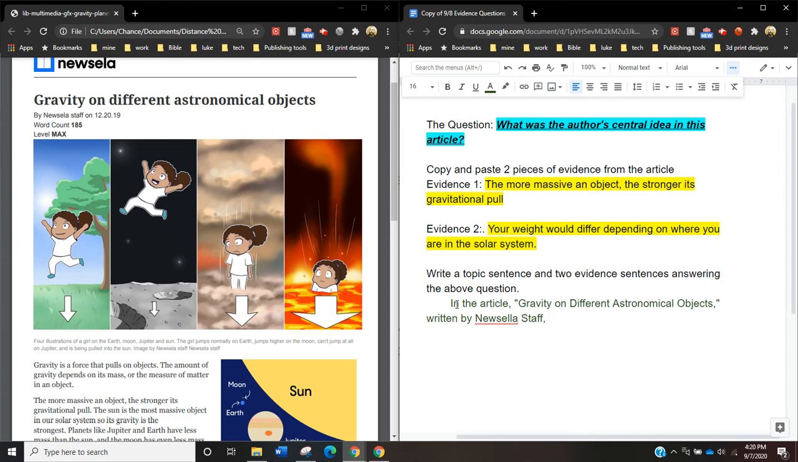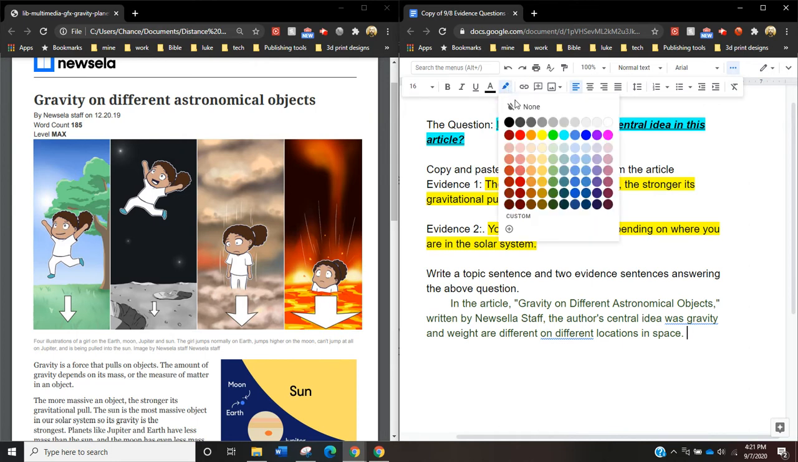All right, now I need to answer the question. What was the author's central idea? The author's central idea was, what was it? Well, it was the fact that, oh, yeah, the more mass an object, the stronger its gravitational pull. Your weight would differ depending on where you are in the solar system. Okay, so the central idea was that gravity and weight are different on different locations in space. There we go. I now have a good central idea. So I know that my evidence backs that up because I based it off my evidence.